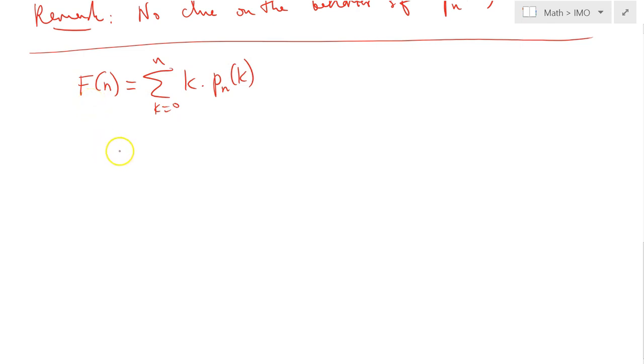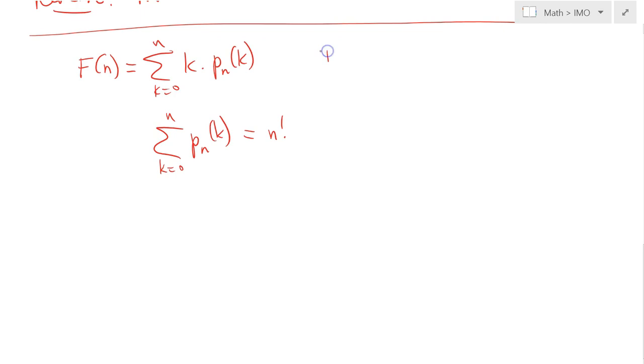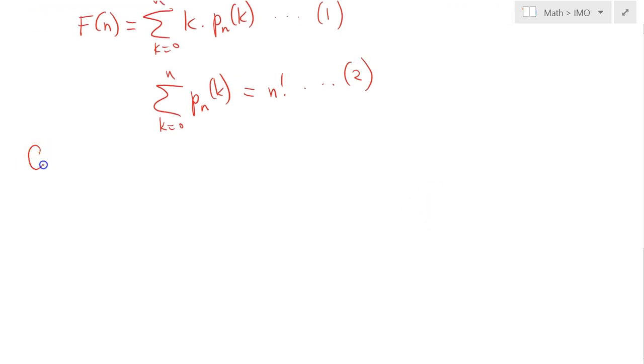And also we established earlier that it is quite easy to see that the number of all the permutations with k fixed points, where k ranges from 0 to n, is obviously equal to the number of all the permutations, which is simply n factorial. So let's call this equation number 1, and this one will be useful again, that's number 2. Now the third one, and this is my claim, I will recursively define p sub n of k.